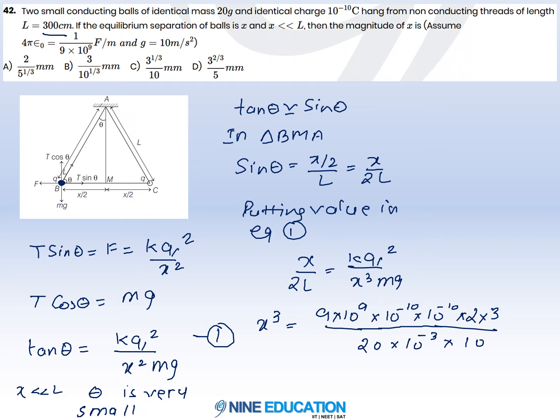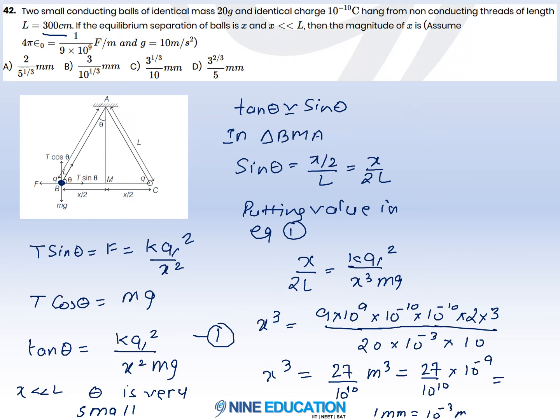So from here we will get x cube equals 27 upon 10 power 10 meter cube. And we have to convert it into mm cube. So how can we convert it into mm cube? By simply multiplying by 10 power minus 9, because in 1 mm we have 10 power minus 3 meter.